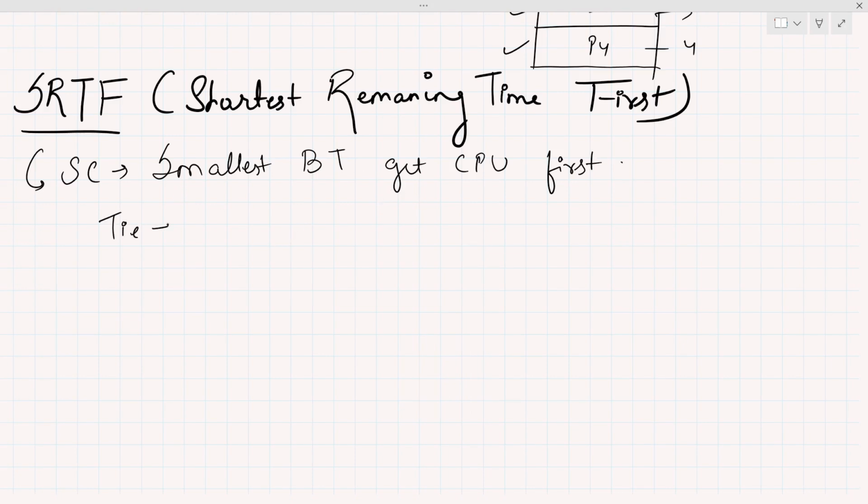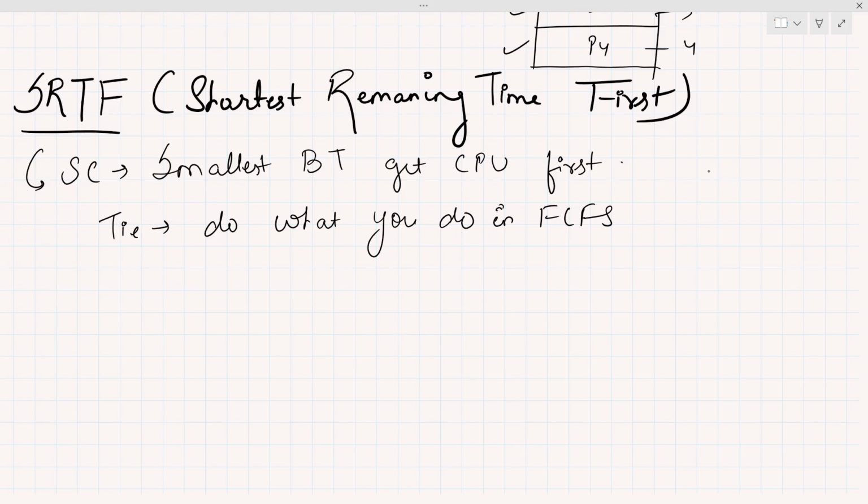In case of a tie, when there is a tie between the burst times, what do you have to do? You have to do what you do in FCFS. What we do in FCFS is that those who have the smallest arrival time will get the CPU first, or you can say those who come first into the CPU will get the CPU first.